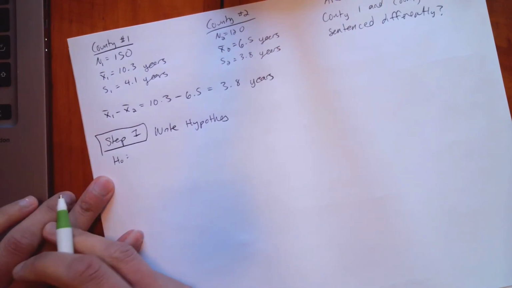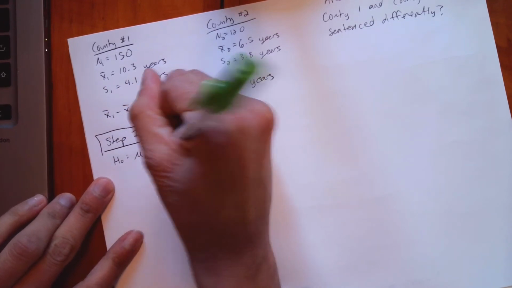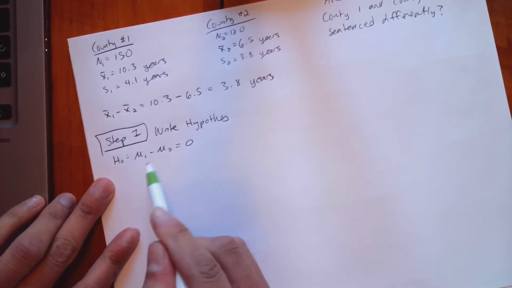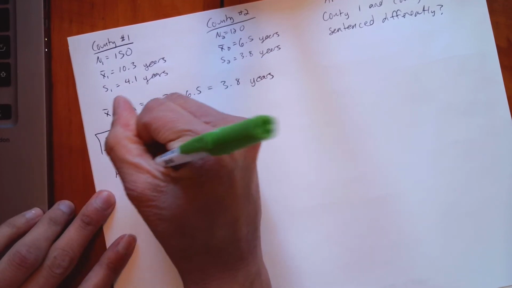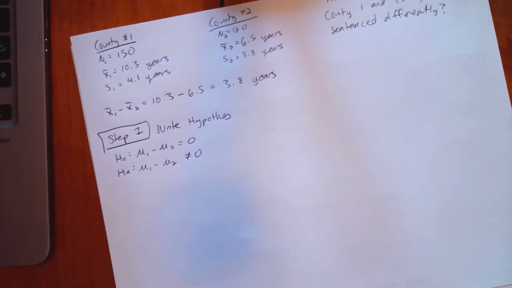So our null hypothesis here is going to be that the population means are the same, which we can also write out as saying that the difference between the means is equal to 0. Our alternative hypothesis is the opposite of that. And so we're going to say that the difference between the population means isn't 0. In other words, our null hypothesis says that in County 1 and County 2, overall, everybody's getting the same sentences. And our alternative hypothesis says that County 1 and County 2 are sentencing people differently.